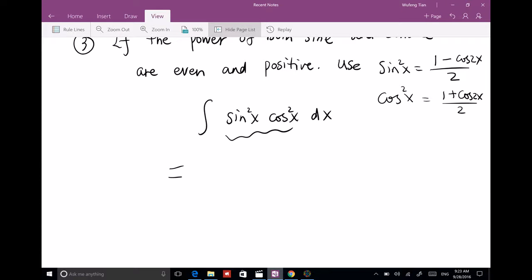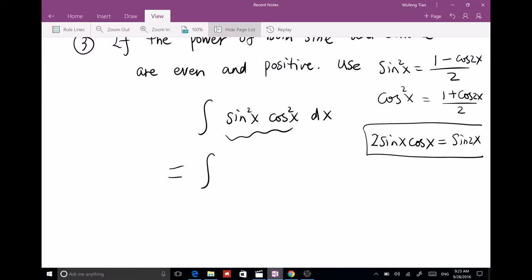If it's this one, first, I would not do sine, cosine, and then this minus this, because this will give you another square. So we know there's another formula: 2 sine x cosine x equals sine what? Sine 2x. Okay. Sine 2x equals 2 sine x cosine x.